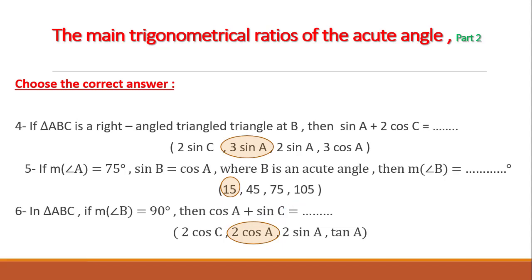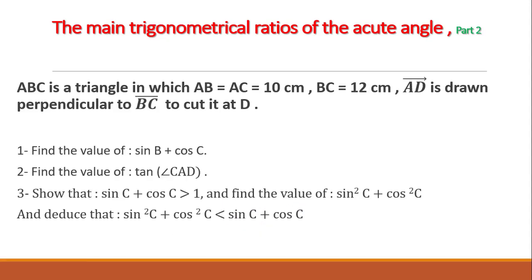Okay, let's take another exercise. Here, for example, ABC is a triangle in which AB equals AC equals 10. So here we have an isosceles triangle. The two sides are equal. BC is the base equals 12, and the ray AD is drawn perpendicular to the side BC to cut it at D.